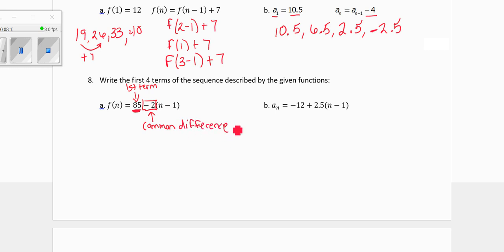So if I want the first 4 terms, I'm going to do 85 minus 2, and I want the first term, so 1 minus 1. 1 minus 1 is 0. Negative 2 times 0 is 0. And then I'll have 85, which gives me my first term, 85.